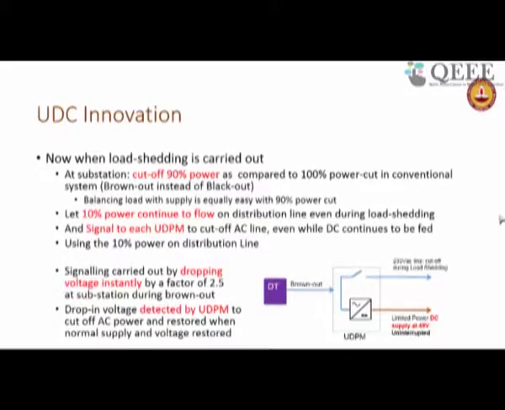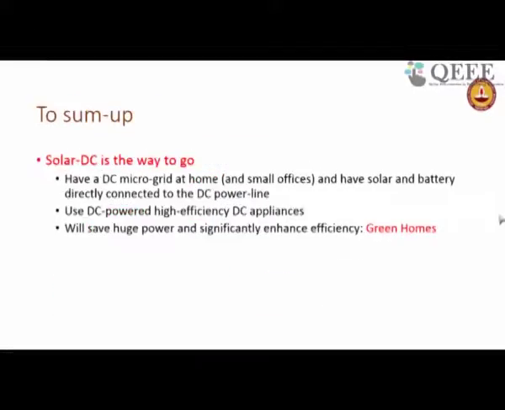And there is a signaling that is carried out, it doesn't really matter, I don't want to get into it, and essentially that is detected to cut off this line, and whenever power is restored, you get connected again. This is the UDC innovation. So as a result, you have created a market pull for the DC line, and you have created a market for solar. So this is my last slide, not bad.